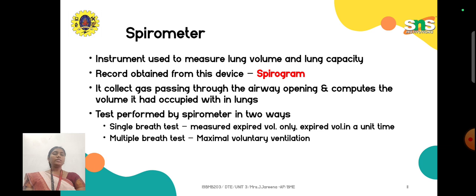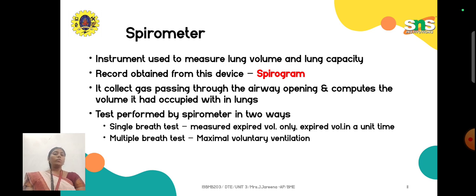So you know what is the importance of lung volume and lung capacity assessment, right? Why we have to measure lung volume and lung capacity, and from this measurement, what kind of inference we can get, everything you might know. So that is the reason we have some kind of instrument or device to measure lung volume and lung capacity. One such basic device is called spirometer.